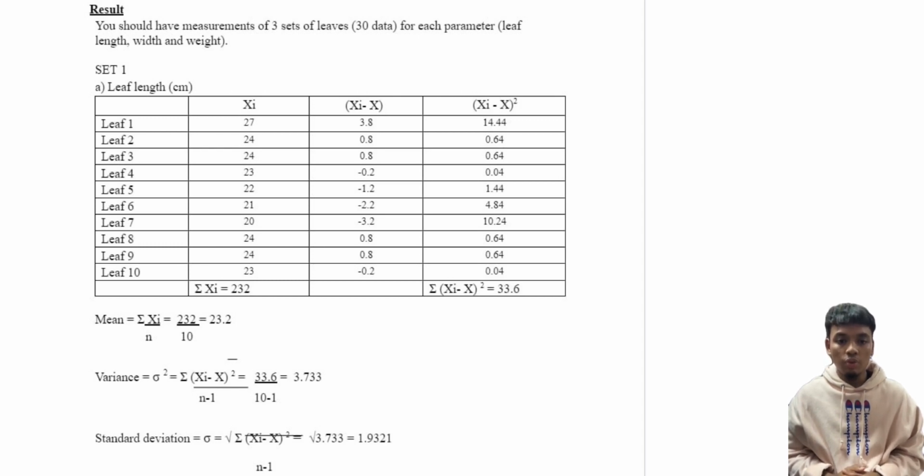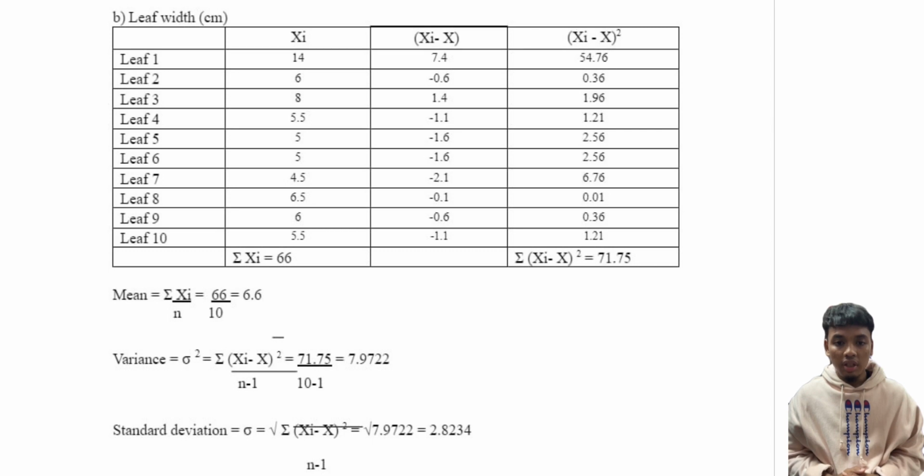The standard deviation may then be calculated by taking the square root of the variance, which is 1.9321. We go to the leaf width table in the same manner, and the mean and variance of the leaf width are 6.6 and 7.7922 respectively. 2.8234 is the standard deviation for leaf width.